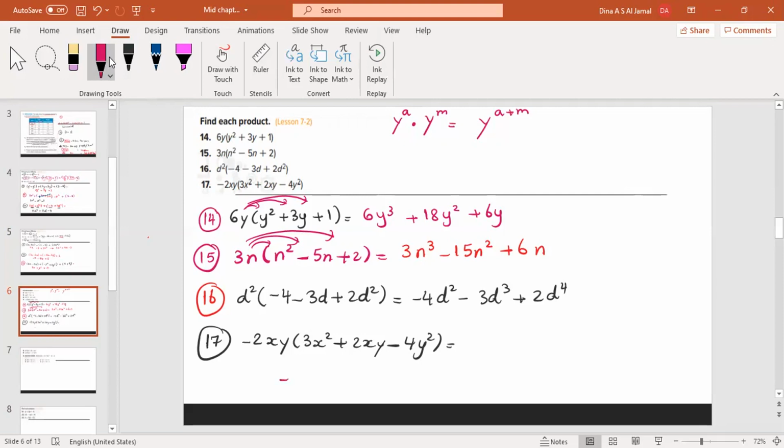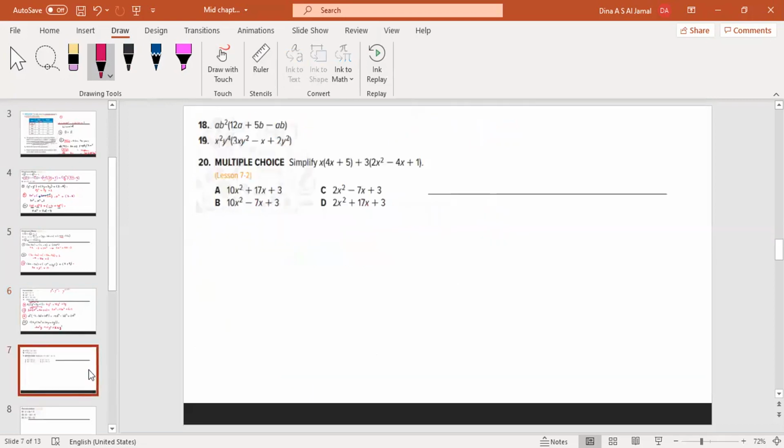So minus 6, and I'm having x here, x to the power of 3, and the y as it is. Then minus 4, I should add these two powers. Then plus 8, then x to the power of 1 and y to the power of 3. Good. Now let's go to the other questions.